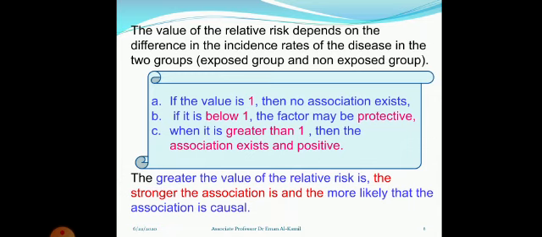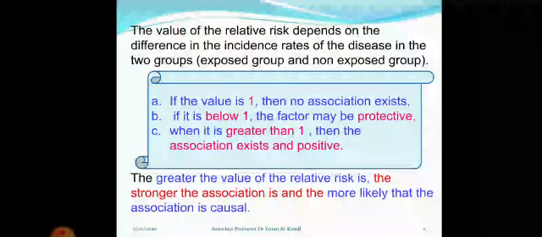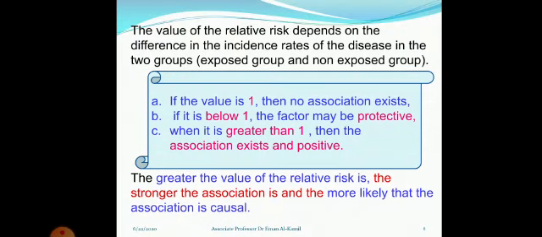And when the relative risk is more than 1, there is an association between the exposure to the risk factor and the disease. The higher the value of the relative risk, the greater the association. We are going to explain that in another example.